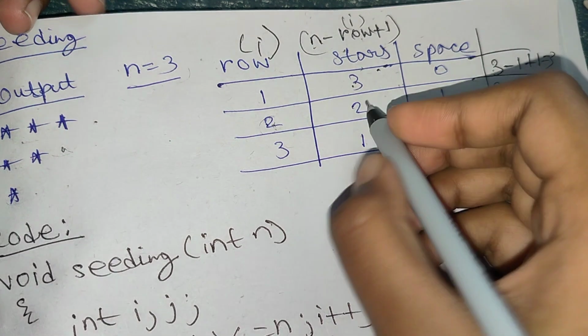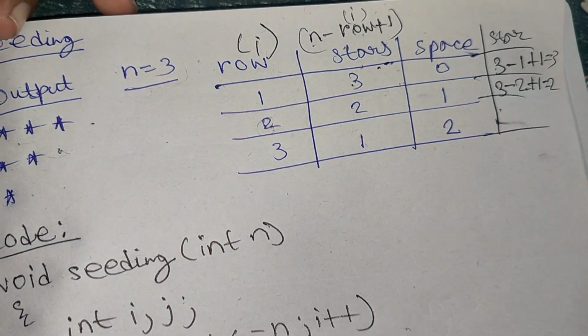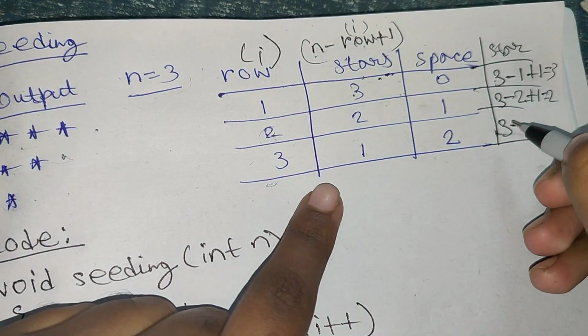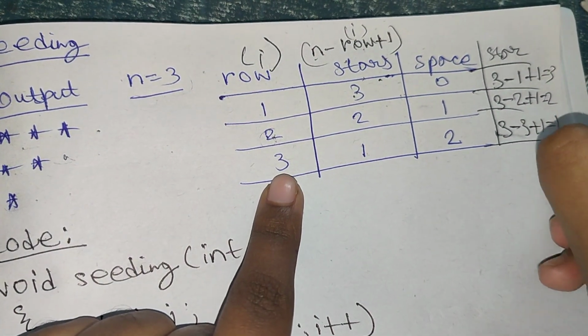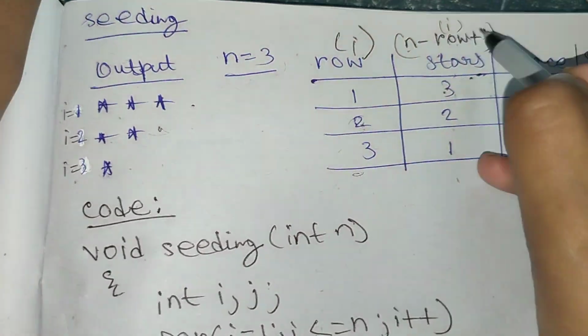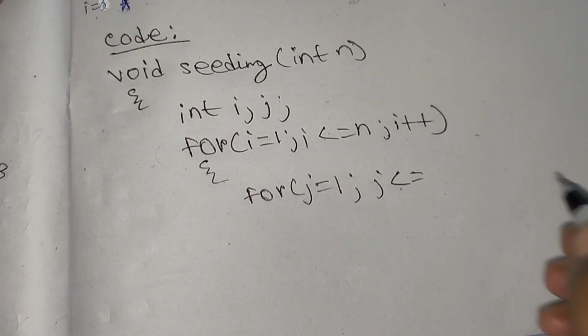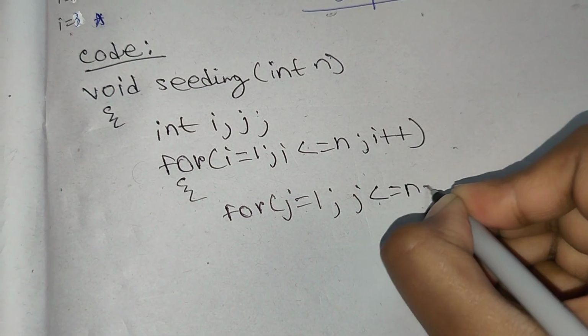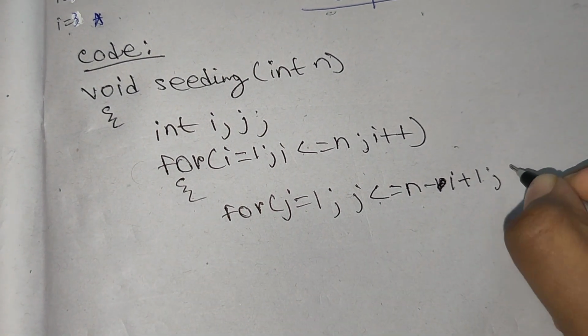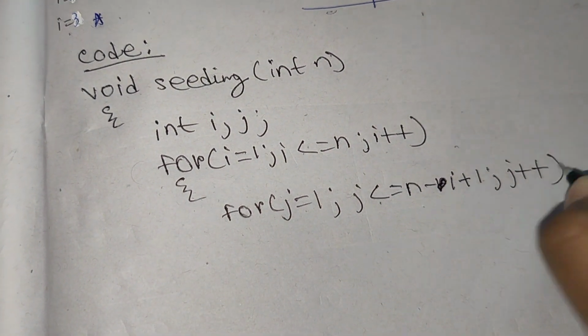And again, so here is the star. I'm showing you how the formula is getting used in this pattern. 3 minus row, how much is row? Plus 1, that is 1 only. So it goes 3, 2, 1. Now we have to give this as the size. j less than equals to n minus, what is row over here? I, right? n minus I plus 1 and j plus plus.